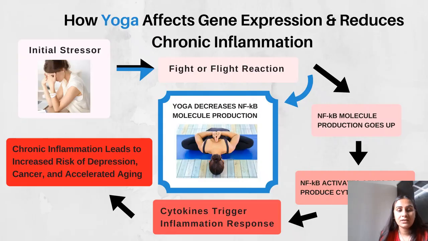This is the picture showing how yoga affects gene expression and reduces chronic inflammation. As you can see, the initial stressor, the fight and flight reaction, makes the NF-kB module go up, become higher, because of which cytokines get triggered and chronic inflammation occurs, which increases the risk of depression, cancer and aging. So yoga helps to decrease and modulate the NF-kB molecule production.